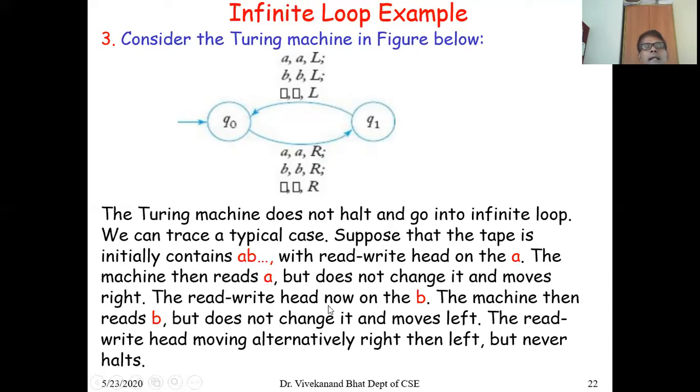And the read-write head is now pointing to B. In Q1, it will read B and replace B by B and move left. Therefore, it does not change the input symbol. So the read-write head is moving alternately right then left, but never halts. So it will go into an infinite loop.